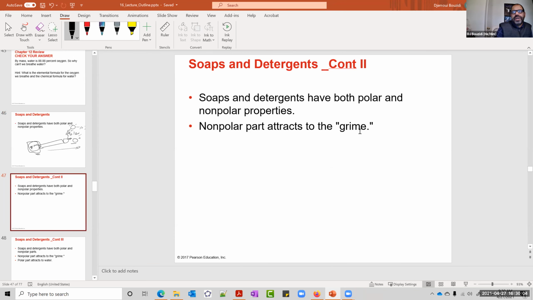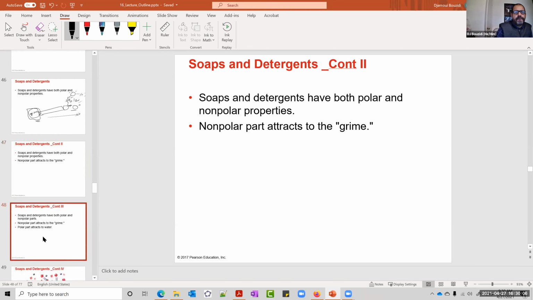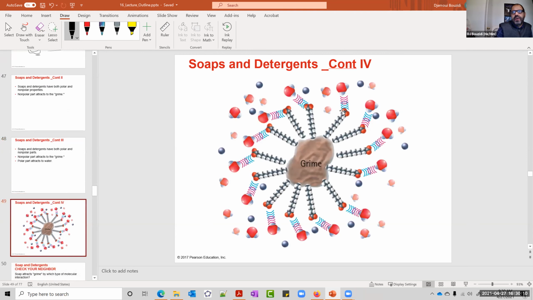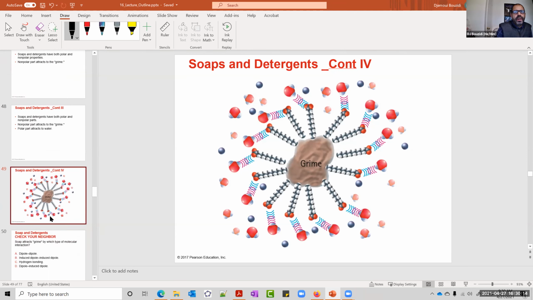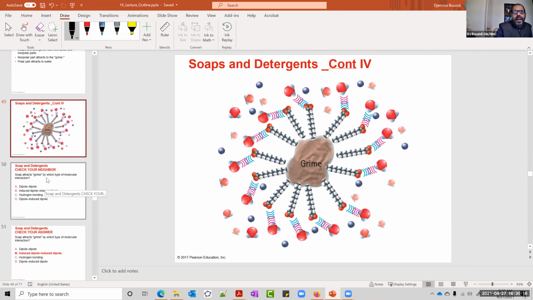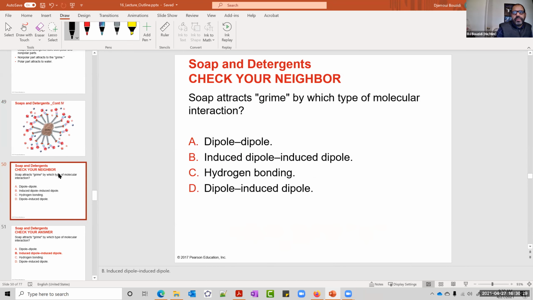So a non-polar part attracts to the grime, and a polar part attracts to the water. This is basically how it looks. Okay, it looks ugly, doesn't it? And so is dirt. Okay, so there is no polar component here, but it's an induced polarity. So that's basically an induced binding here. Okay, so which one is the correct answer? It's this one.